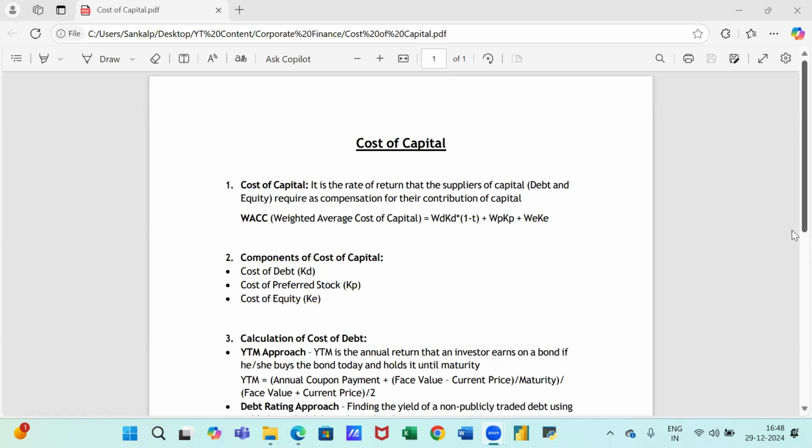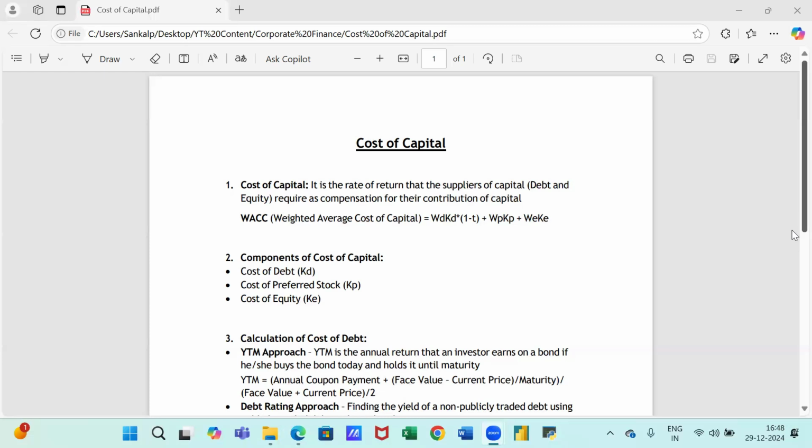So first, starting off with what exactly is cost of capital. Cost of capital is nothing but the rate of return that the suppliers of capital, that is debt or equity, require as compensation for their contribution to capital. So in a firm, who can be the suppliers of capital? They can be either lenders who will give us debt capital, or they can be your owners who will give us capital in the form of equity. These two are predominantly our primary source of capital, debt and equity. So the rate of return these suppliers of capital demand is known as my cost of capital.